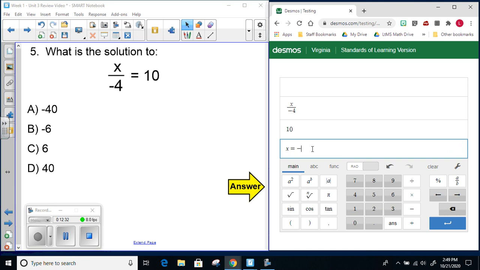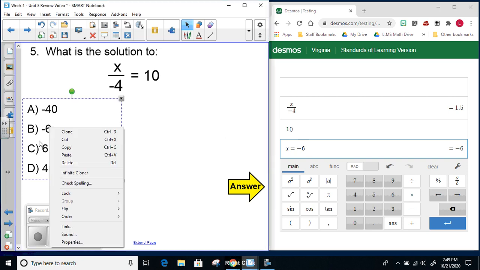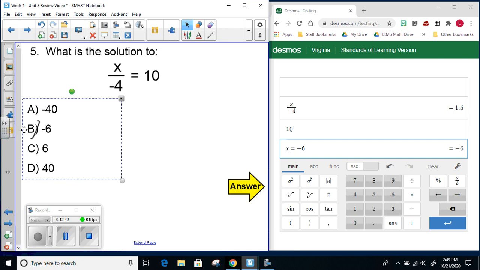But what if I typed in -6? Right away, it's saying 1.5, and that's supposed to equal 10, so I know B is not a good choice because it does not match. So now I could check C, +6, -1.5. Well, that's also not a match. It's supposed to equal 10. And D, 40.